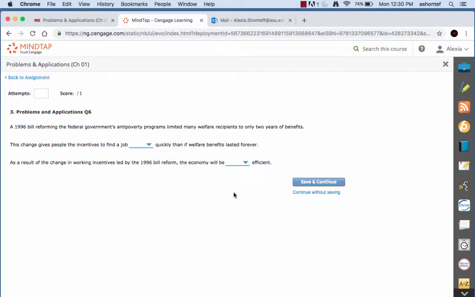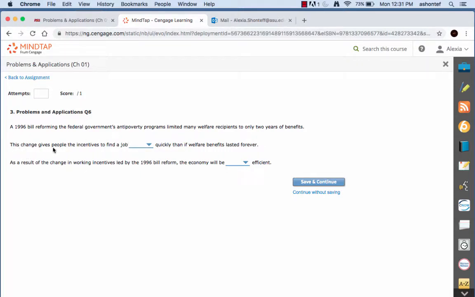A 1996 bill reforming the federal government's anti-poverty programs limited many welfare recipients to only 2 years of benefits. So this is actual legislation that was put in place. What the federal government was trying to do was limit how long somebody could receive benefits, because their motivation was to try and get people off of welfare and back out there working. So with that in mind, this is how you want to approach the question.